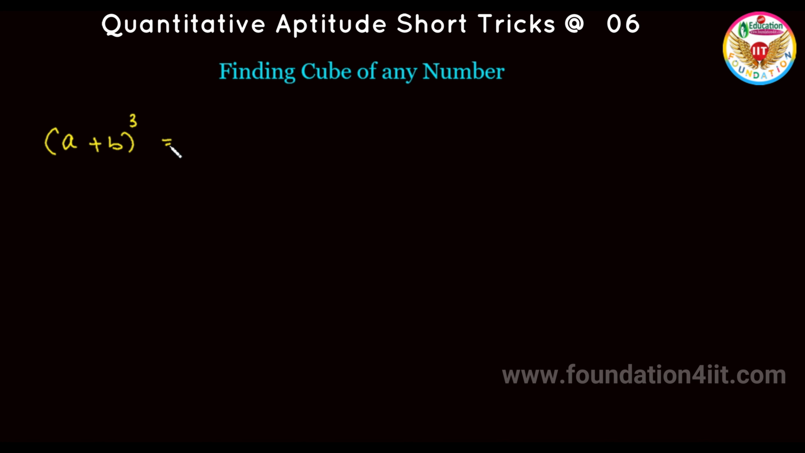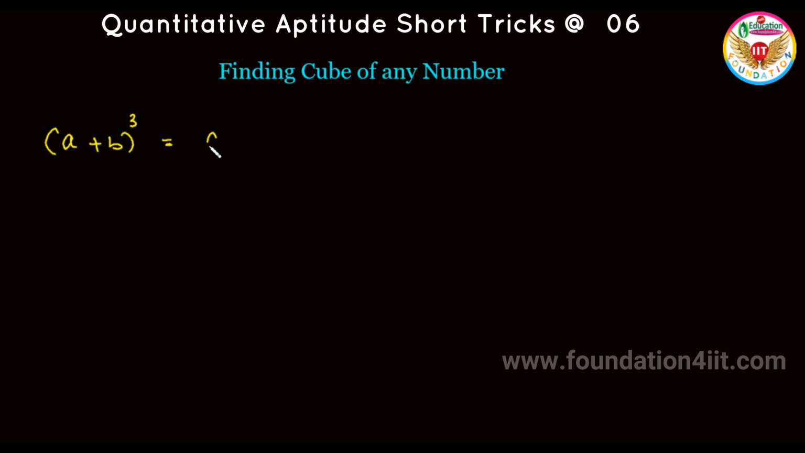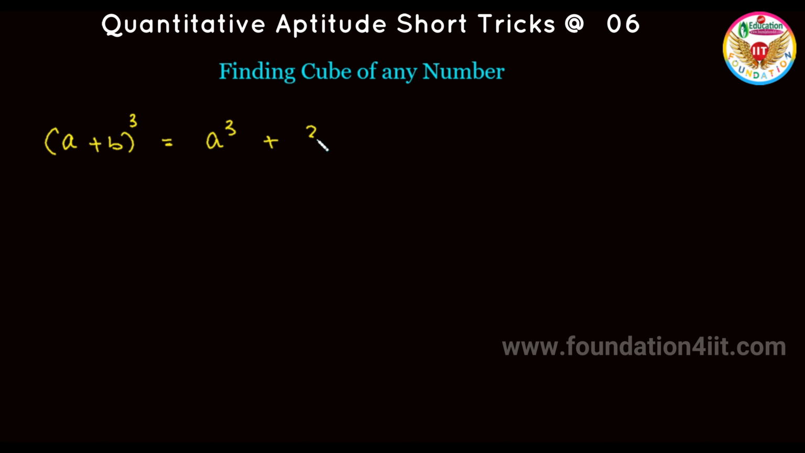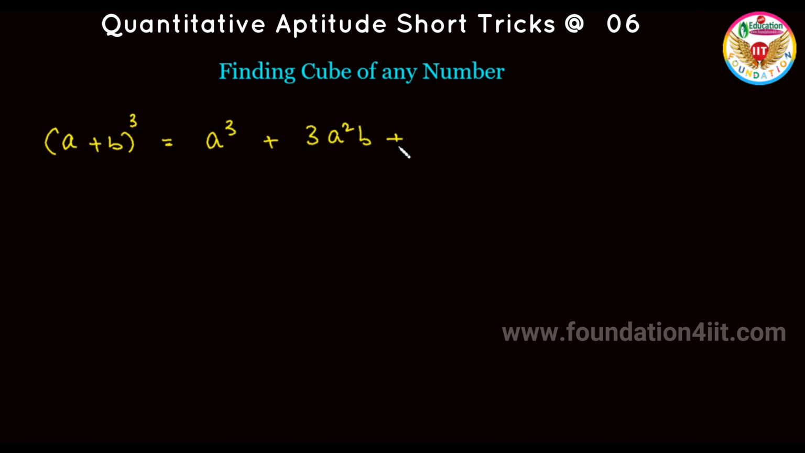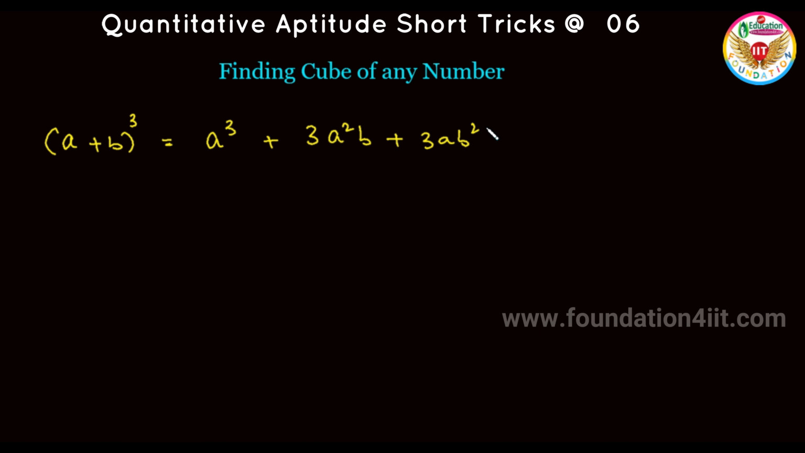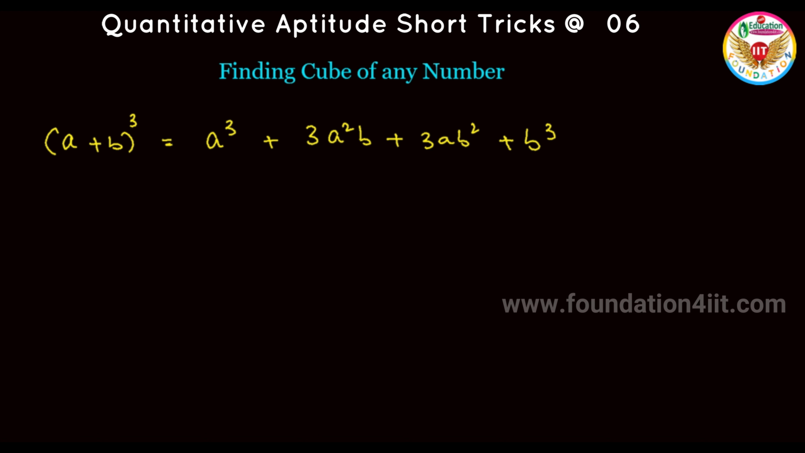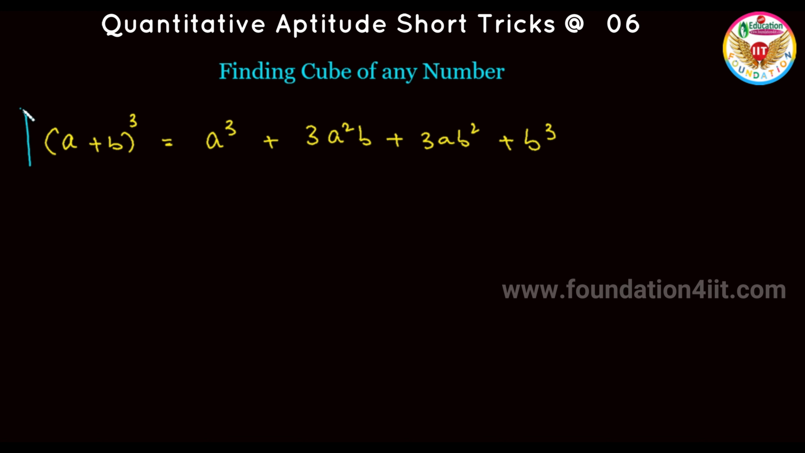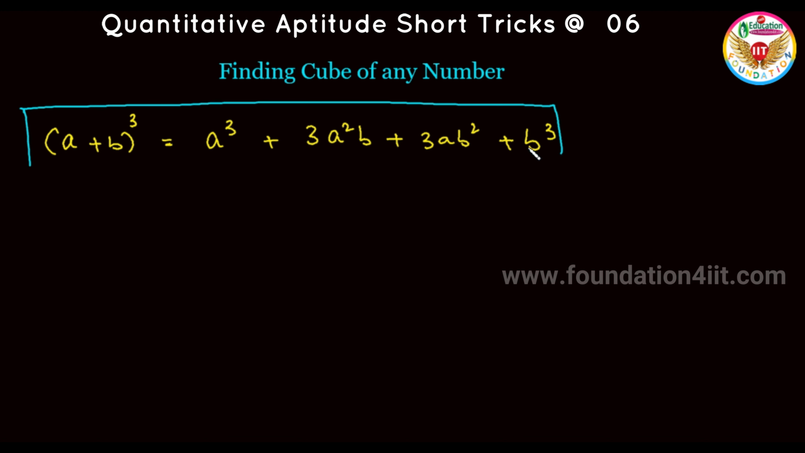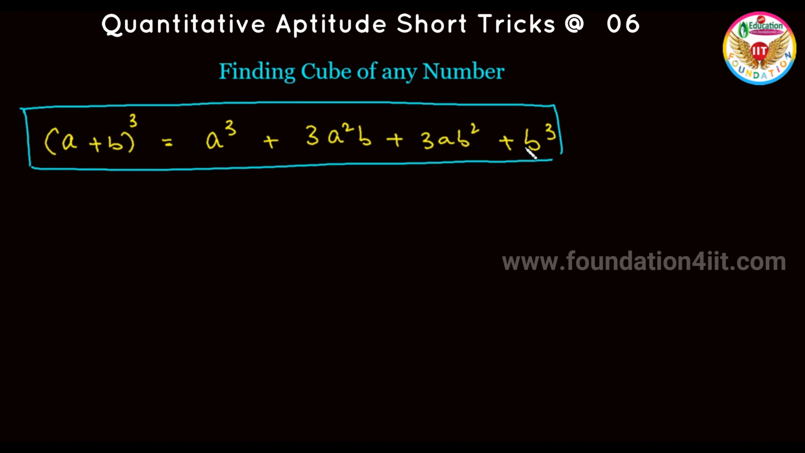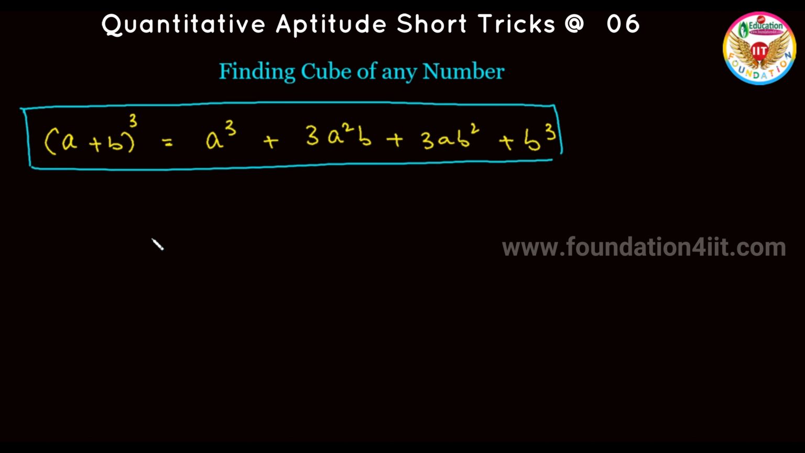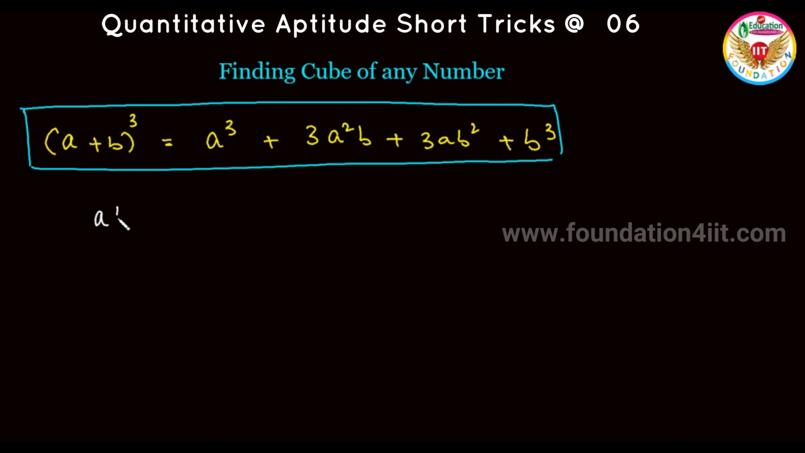The (a plus b) whole cube. (a plus b) whole cube is a cube plus 3a square b plus 3ab square plus b cube. Just remember this, and by using this formula, I'll explain how to find the cube of any two-digit number in a simple way. So according to this, let me take AB.